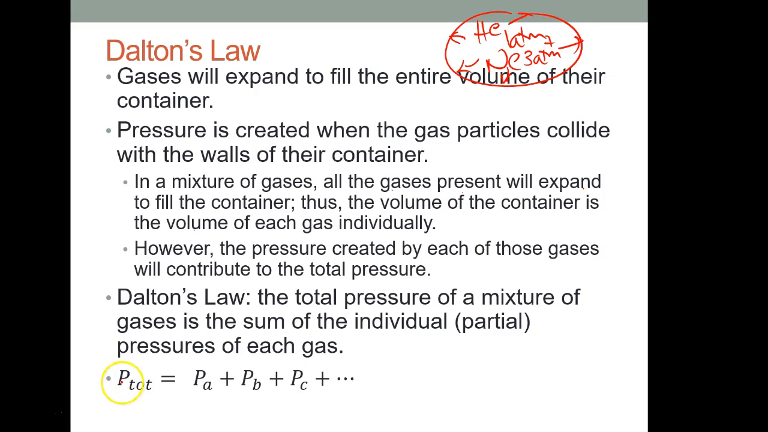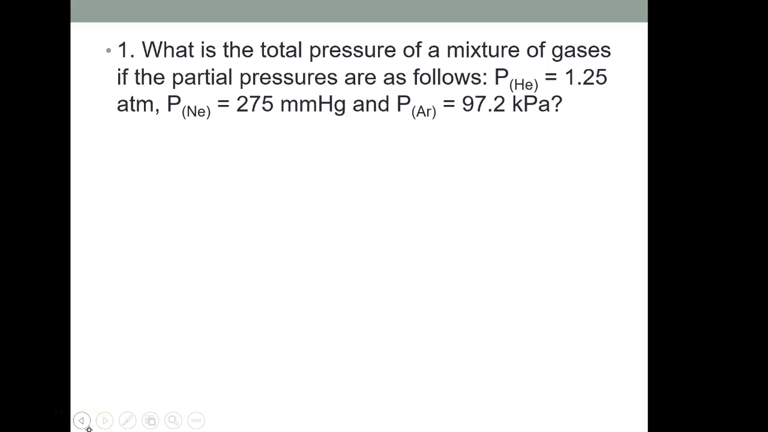What it looks like is the pressure total is the pressure of the first gas plus the pressure of the second gas, the pressure of the third gas, however many gases you have going along. Okay, so what is the total pressure of a mixture of gases if the partial pressures of each are as follows? Now notice, I'm giving you all of those. The pressure total is going to be all of those added together, but none of the units are the same.